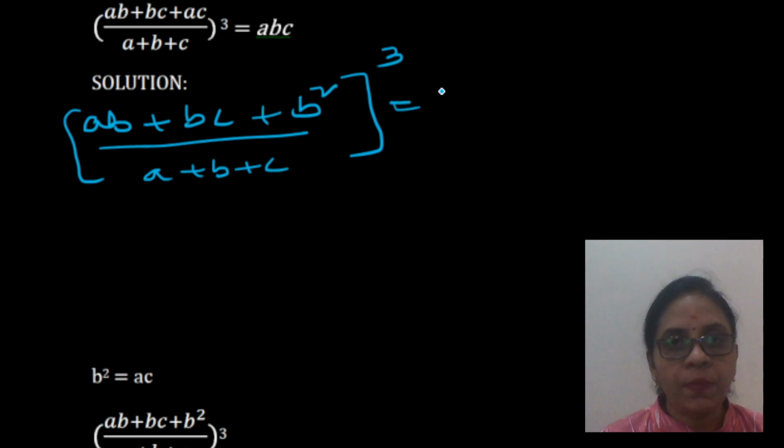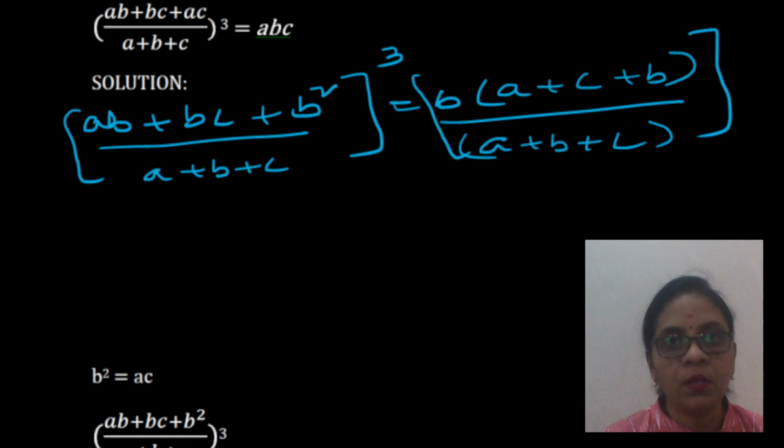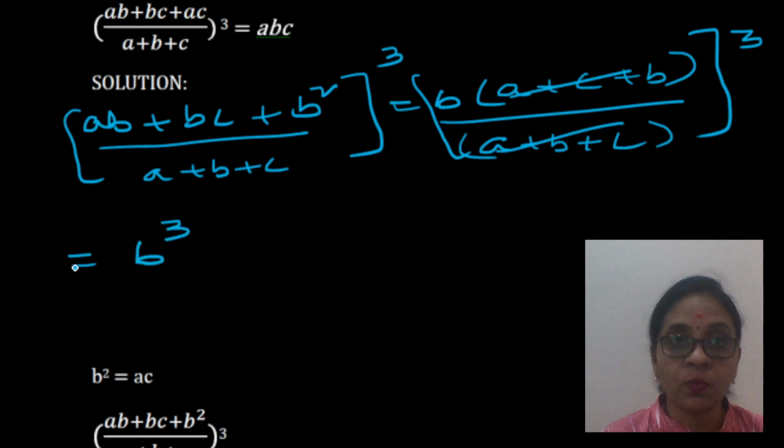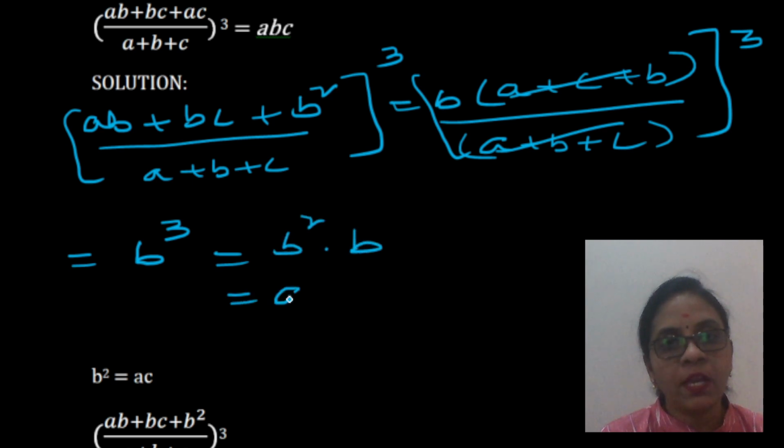So when we take out b common, we will have in the numerator a + c + b by (a + b + c), and then you have whole cube. These two get cancelled. So here you have b cube. Now here in this question they want us to write in terms of a, b, c. In the previous question they asked in terms of b. So this b cube I will write as b square into b. B square is ac into b, which is nothing but abc.